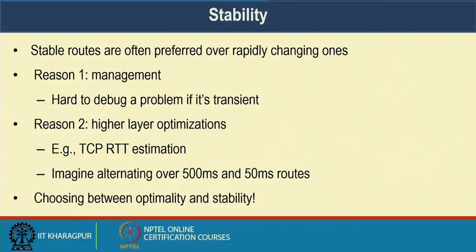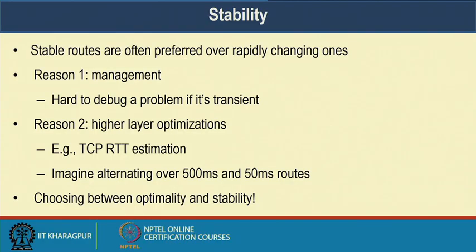One of the issues that comes into play is stability. Stable routers are often preferred over rapidly changing ones, in other words, routers where the routing table is stable, so that the exchanges are much faster. Because packets are routed based on the routing table or this lookup table, if it is very dynamic and unstable, then the whole thing is unstable. So, that is one important aspect, and there are several reasons.